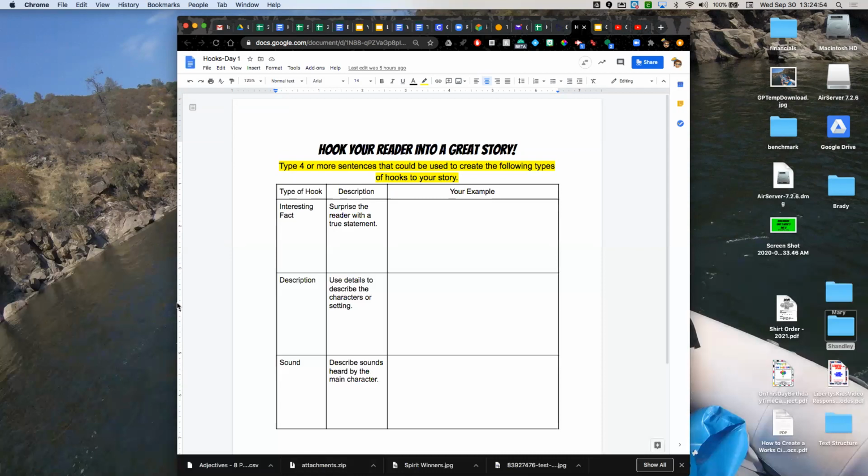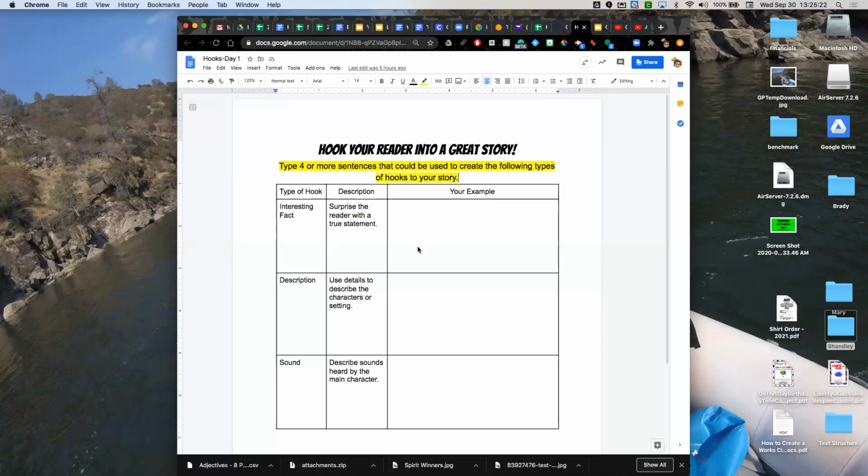So they're using those sound words to really show us what it would sound like at the birthday party. Again, I know that some of your topics might seem kind of hard to write hooks for using these different types, but you're going to need to really think hard and get creative and create 4 sentences for each one of these types of hooks for the same story.